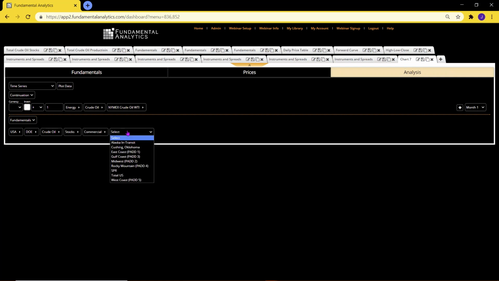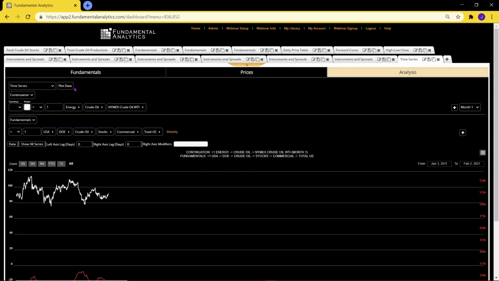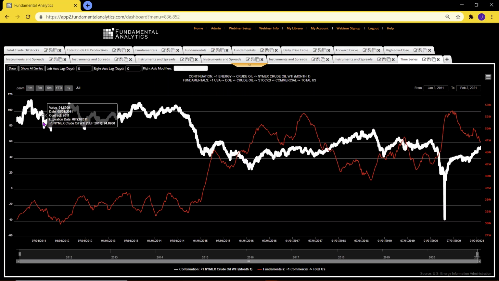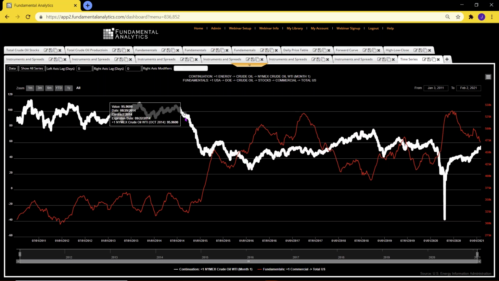Stocks that we talked about before. Now when I plot this, we get a plot where the left axis is the price of crude oil, the white line, and this infamous spike down back on Monday, April 20th. I remember the day quite well, where crude prices went to negative $40 because of the issues there.